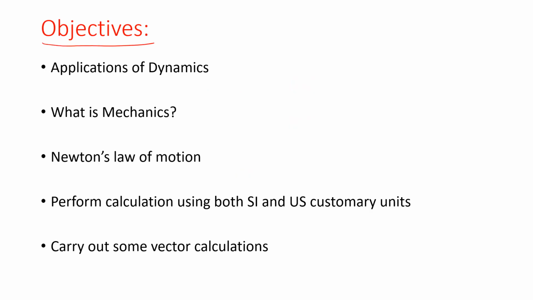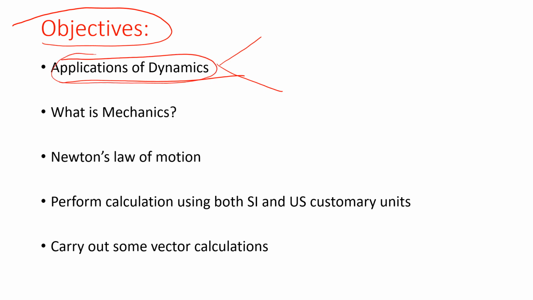So the objective of this lecture is to understand the application of dynamics. So you need to think about what could be the application of dynamics. So dynamics means anywhere you have motion. So if there is motion of any machine part or vibration, those are examples of dynamics.